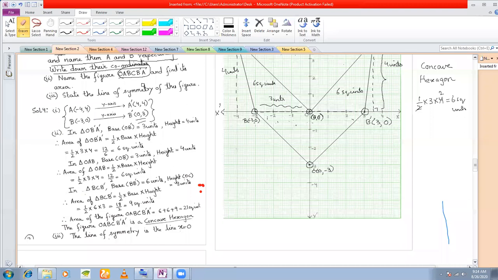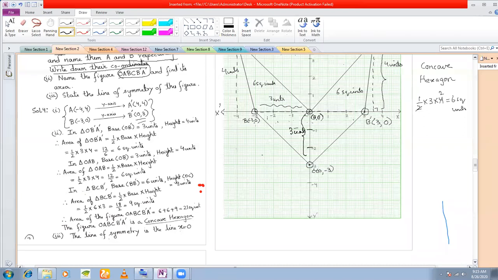Given only half, this is 1 unit, 2 units, 3 units. So the height we're taking is the full block, 3 units, right?